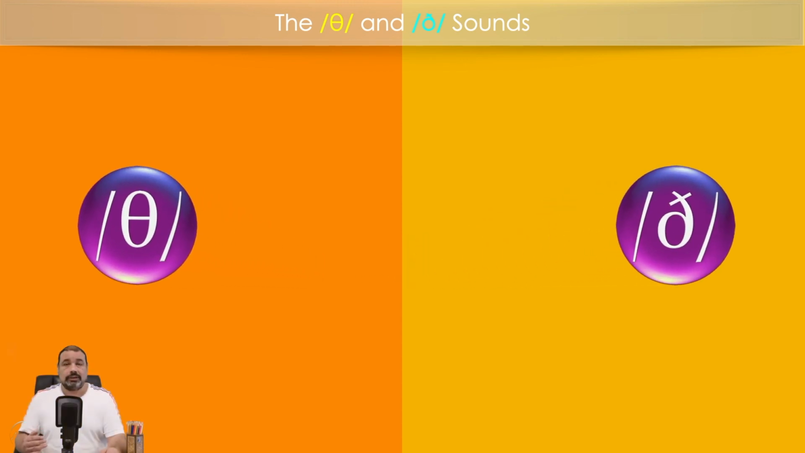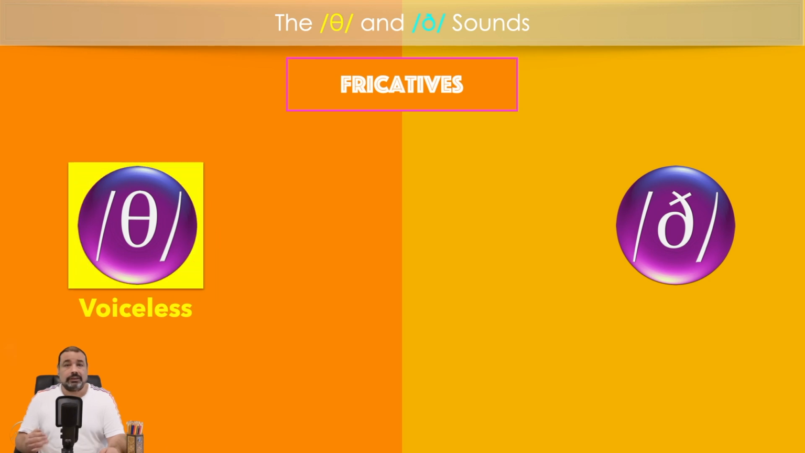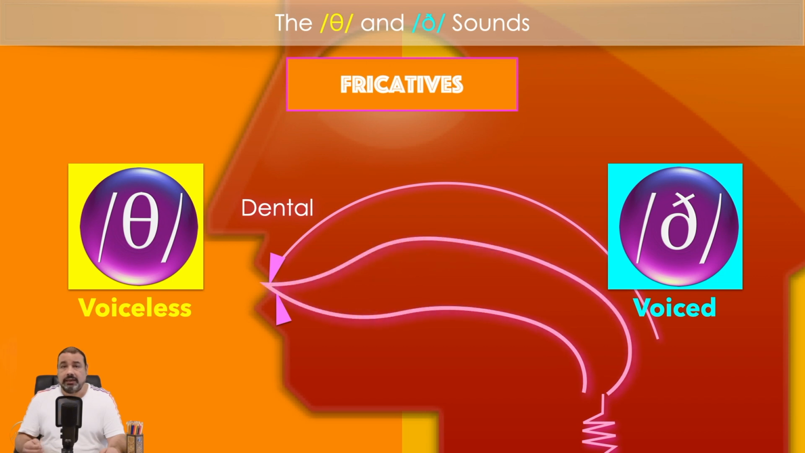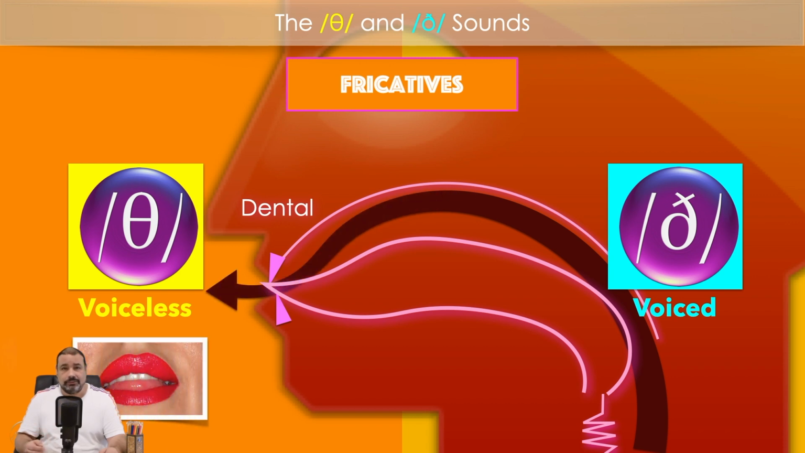The θ and the ð sounds are classified as fricative consonants. The θ sound is voiceless, and the ð sound is voiced. These two consonant sounds are produced in a dental position. They are made by putting the tip of the tongue between the front teeth to then release the air coming from the lungs, producing a hissing sound.